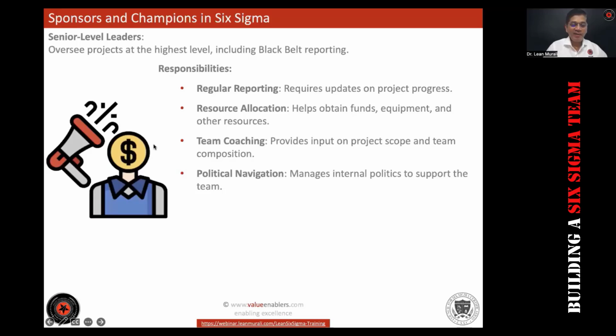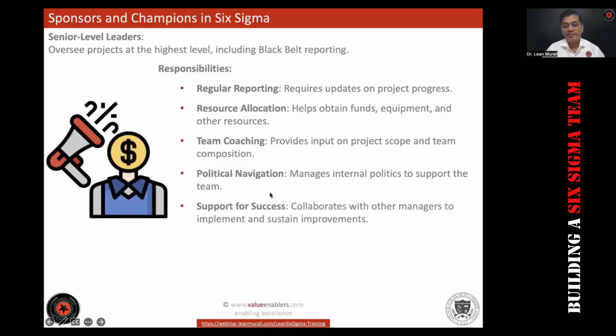How many of you have seen internal politics during a project? Type "seen" in the chat box. Very common, right? Internal politics. Very important to manage that. They collaborate with other managers to implement and sustain improvement.